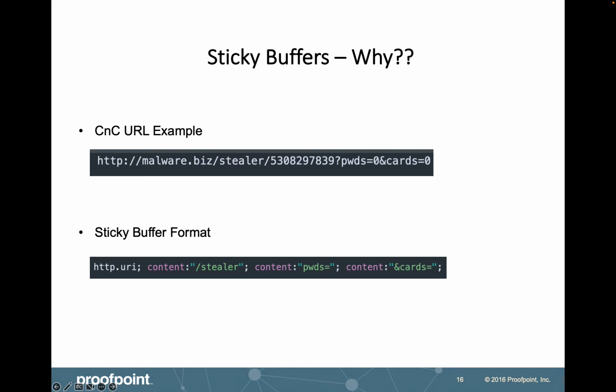So consider this URL. We've got malware.biz/stealer, and then maybe some indicators that it's exfiltrating a number of passwords, number of credit cards. If you want to use multiple parts of this URL in your signature, all you have to do is specify HTTP URI and then just add the parts that you want. So you see I've got the HTTP URI buffer here, stealer, passwords, and cards.